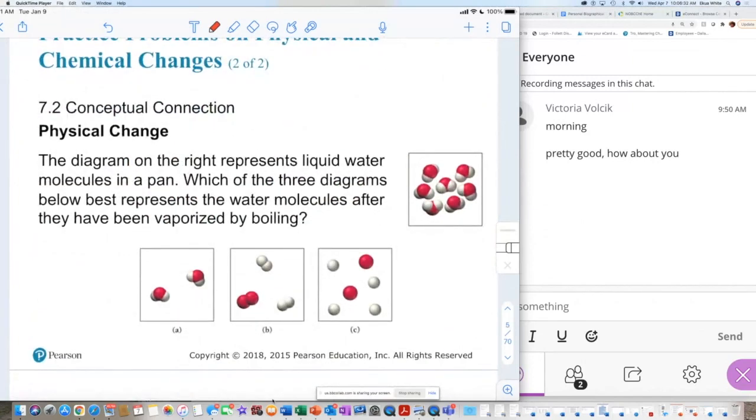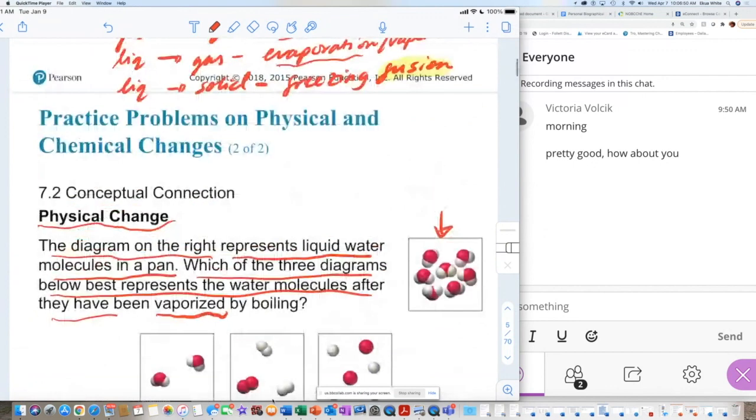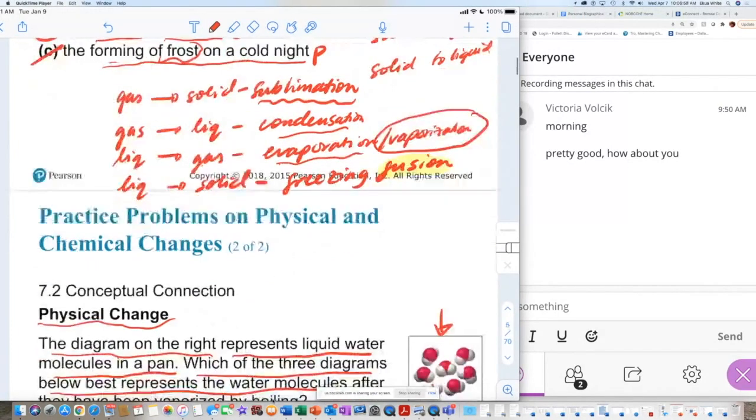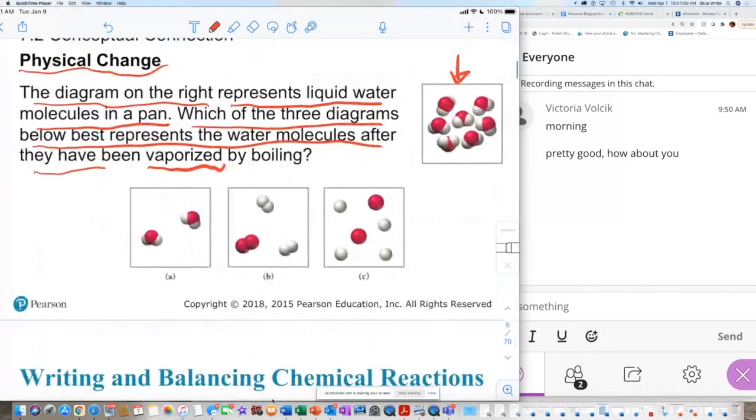Now we're looking at this question. We have titles here, so it kind of gives you a clue into what we're looking at. The diagram on the right, this diagram right here, represents liquid water molecules in the pan. Which of the three diagrams below represents the water molecules after they have been, remember I told you about those terms, vaporized. Vaporized was under liquid to gas. They're already using the thermodynamic term, vaporized. Vaporized just means it's been boiled. So you've gone from liquid. We're looking for gas water.